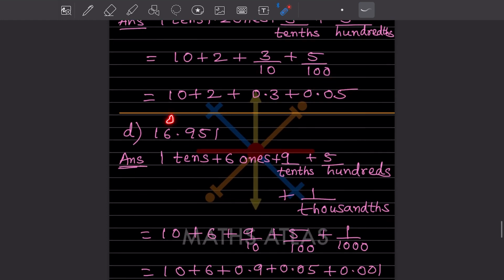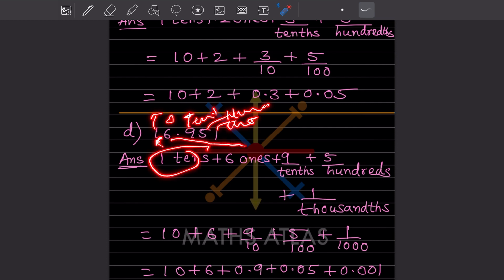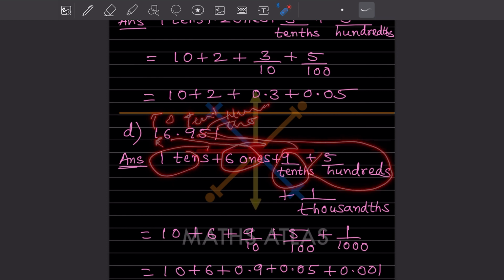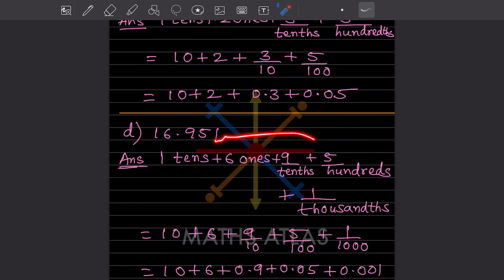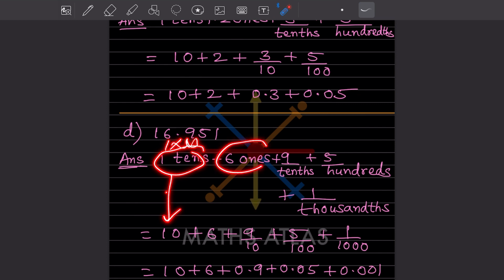Now again here ones, tens, and this is the tenths, hundredths, and thousandths. So 1 ten, 6 ones, 9 tenths, 5 hundredths, and sorry for this one left, that is the thousandths. So here 1 ten, 1 into 10, that will be 10. 6 ones, 6 into 1, that will be 6. 9 tenths, 5 hundredths.